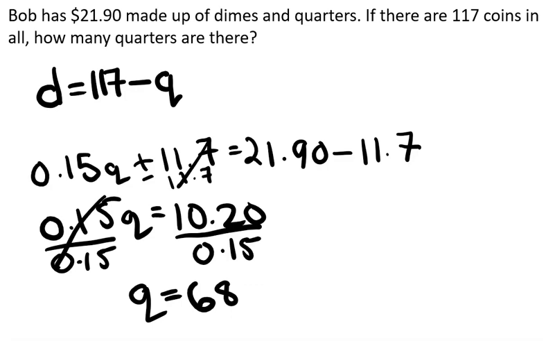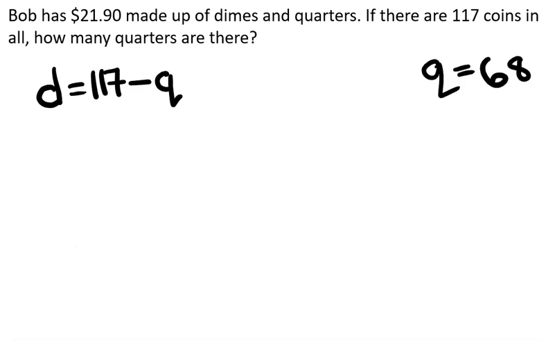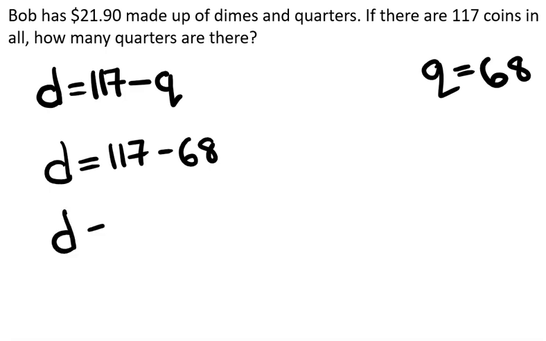But if we were asked how many quarters and dimes there were, all we would have to do is subtract 68 from 117. So let's do that. Here, D is for the dimes. The dimes is equal to 117 minus Q, which we already got the value, and that is 68. So D is equal to 117 minus 68, which is equal to 49. And there's the answer to this question. There are 68 quarters and 49 dimes.